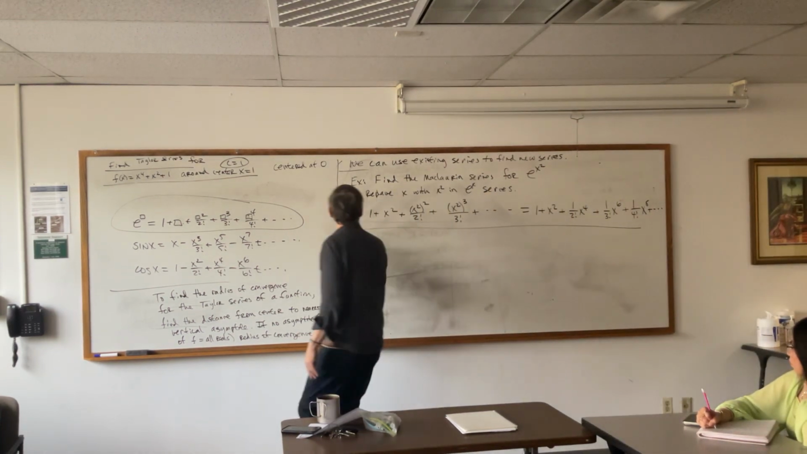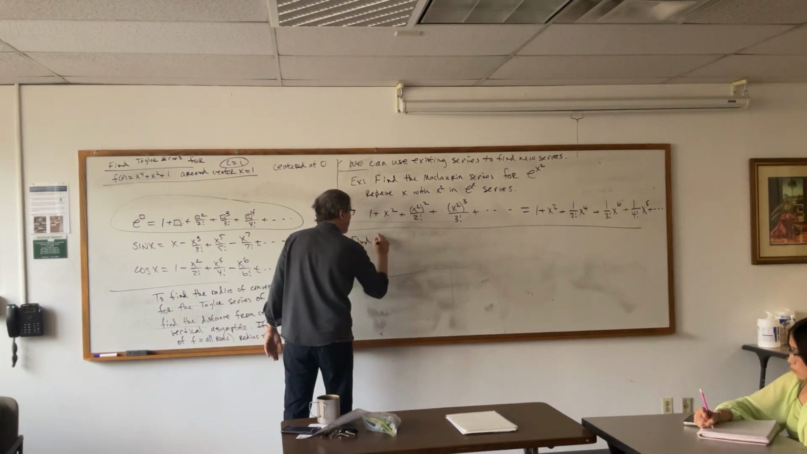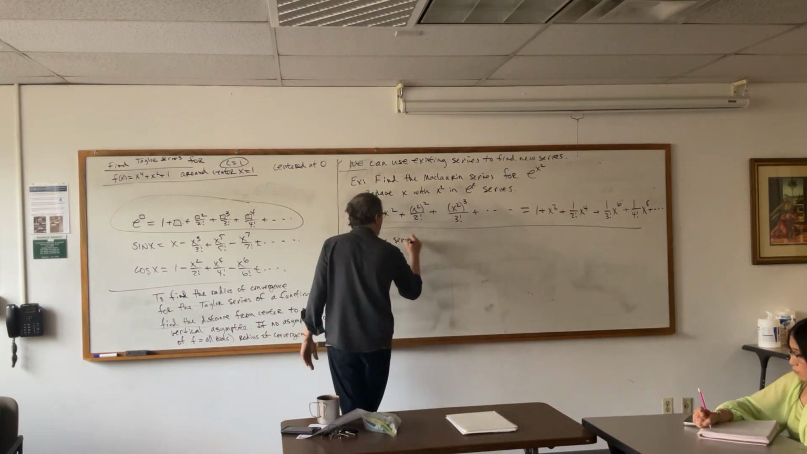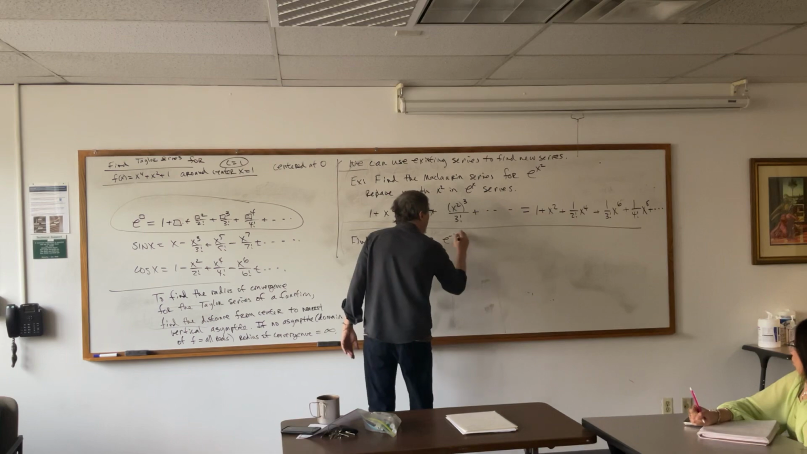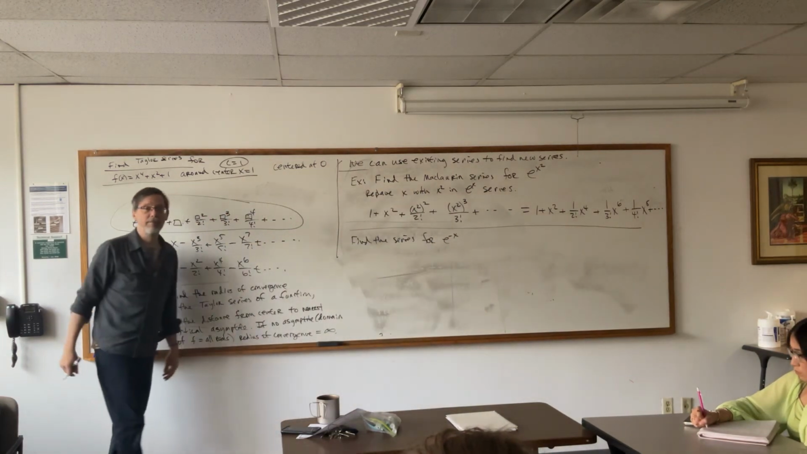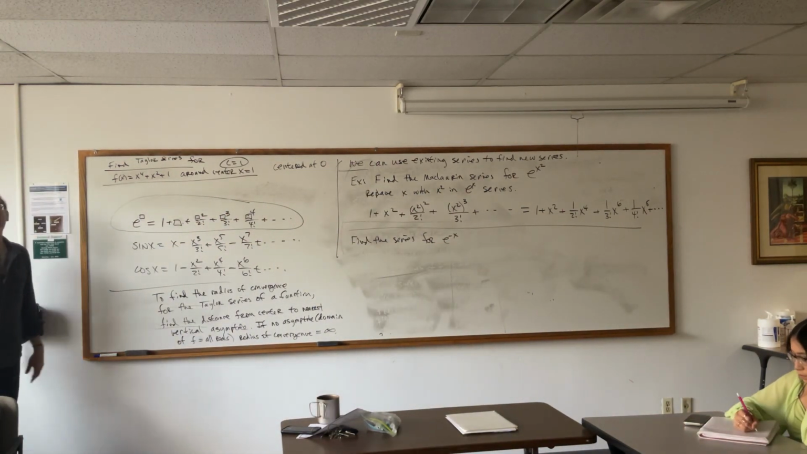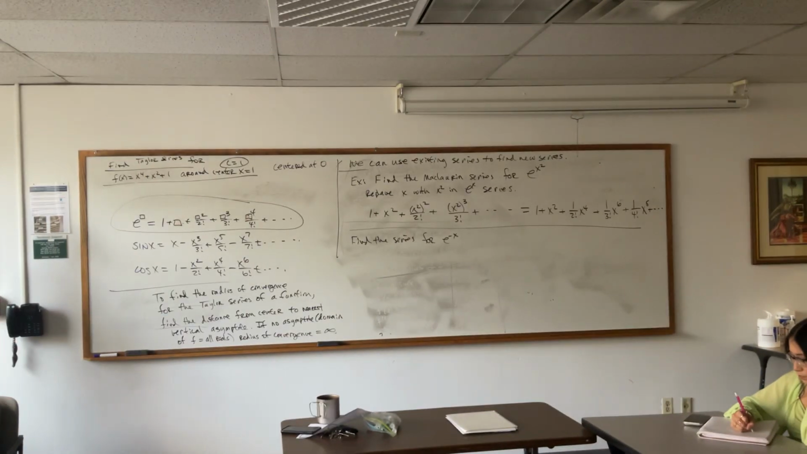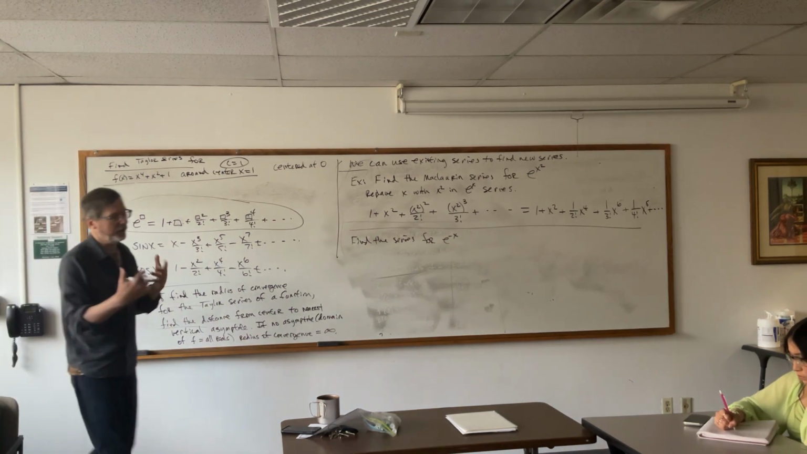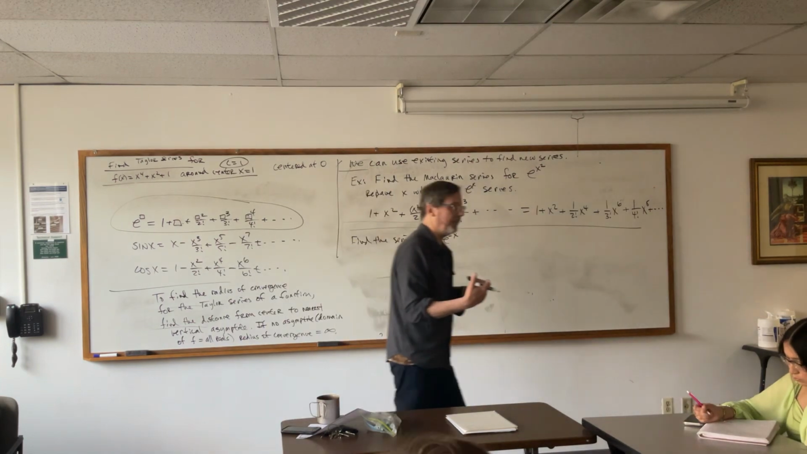So let me ask you this. Can you find the series for e to the negative x? What is that series going to look like? Simplify, like get in there, do it, and then simplify it out as much as possible. There's only a little bit you have to do to simplify.